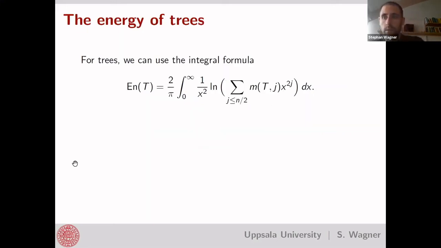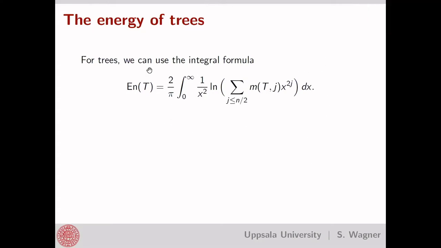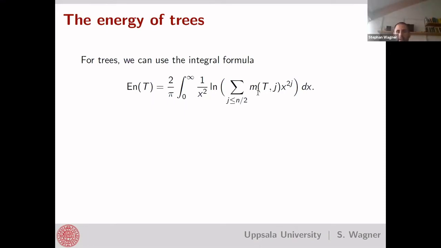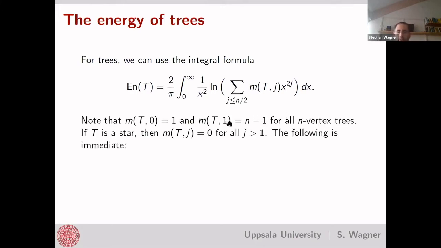So to finish on the energy, let me say something about the energy of trees. Here one can use this integral formula involving matchings. The number of matchings of cardinality 0 is always the same. It's 1, just the empty set. Matchings of size 1, that's just how many edges there are. That's always n minus 1. And the star doesn't have any other edges. So for a star, all the other m's here are 0. And that's clearly the smallest you can possibly get.